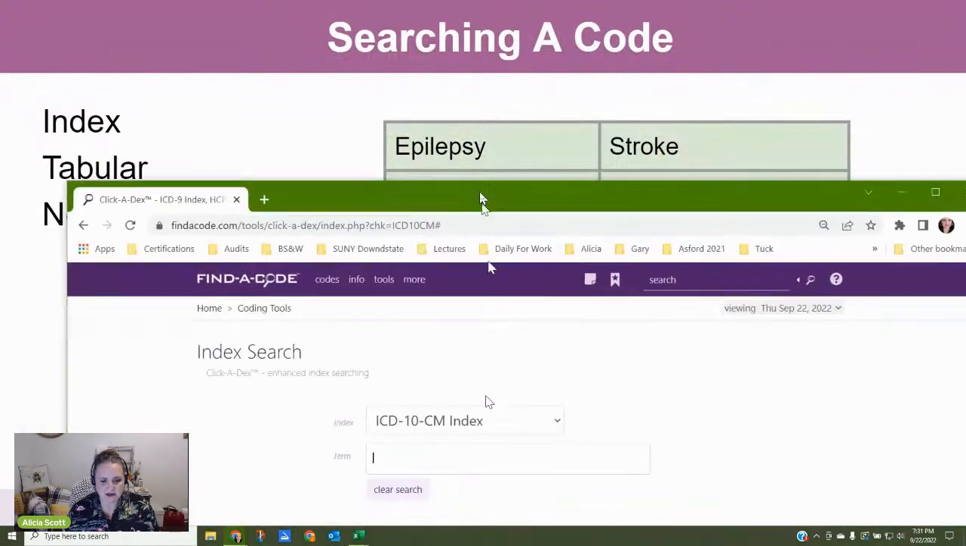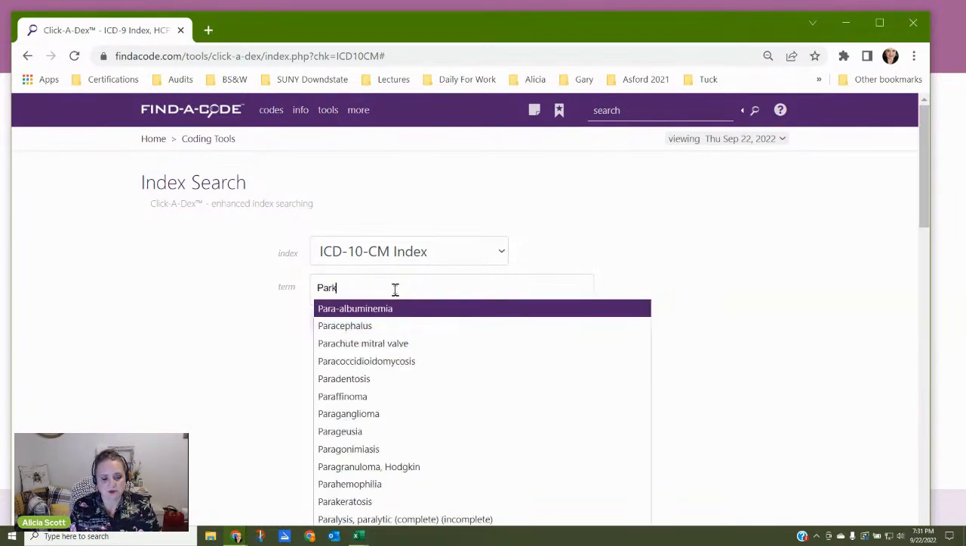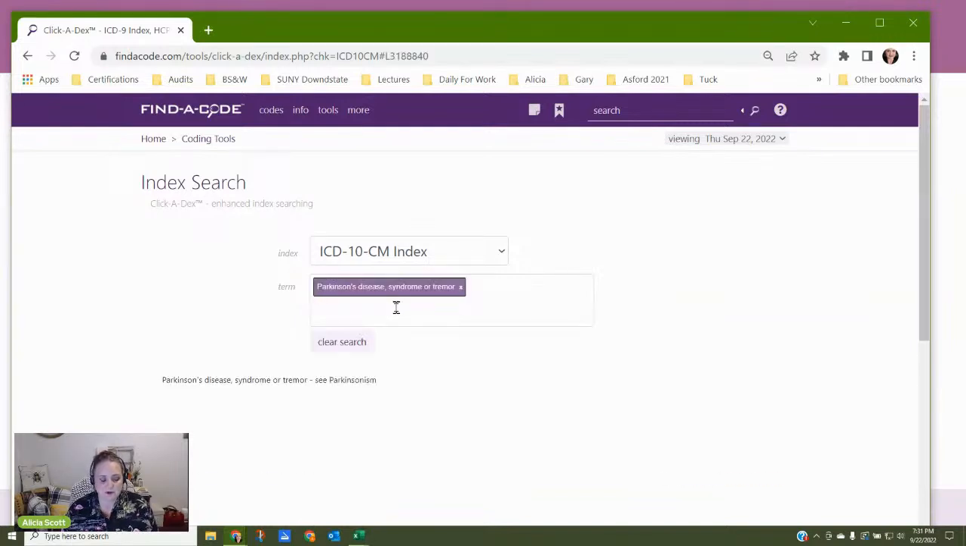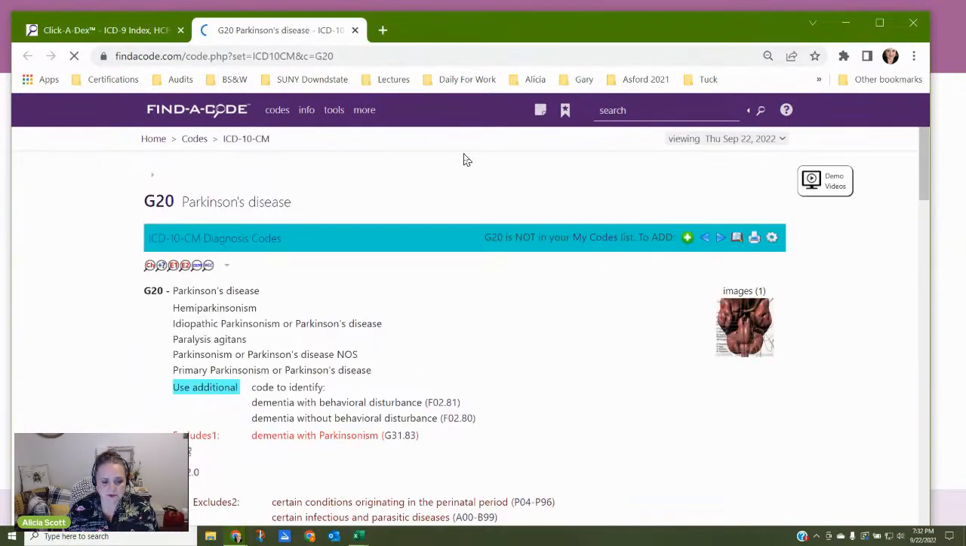Let's look again. Parkinson's disease. How would you look up Parkinson's disease? Because Parkinson's is a capital letter, a P, it's named after somebody, you can literally put in Parkinson's disease. If it wasn't a capital, you probably couldn't look it up that way. And then it says look up Parkinsonism. And there it is, G20, Parkinson's disease. Now, there's information about Parkinson's disease that is a great little tool here. Notice that if they have dementia and Parkinsonism, it's a different code.